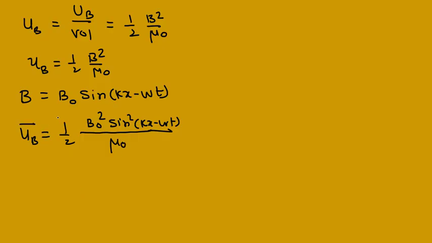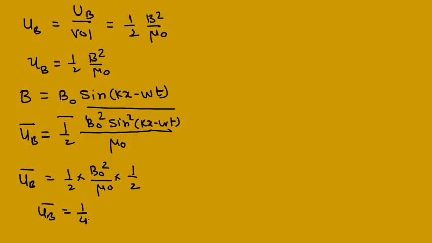To find the average, I will take the average of all the terms over here. The average of half will be half, it's a constant. Similarly, the average of B naught squared will be B naught squared because it's a constant. The average of mu naught will be mu naught. And we know that the average of sine squared theta is half. So this will give me the average value of UB as 1 upon 4 B naught squared by mu naught. Thus, now we have the average values of the energy density due to the electric field and energy density due to the magnetic field.